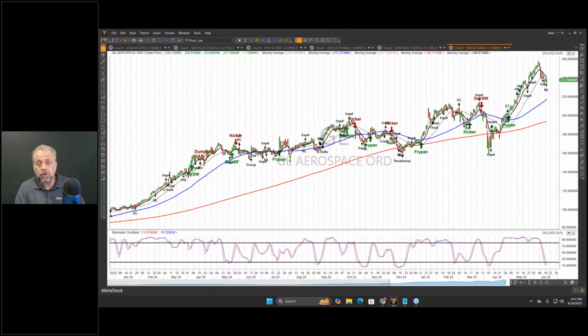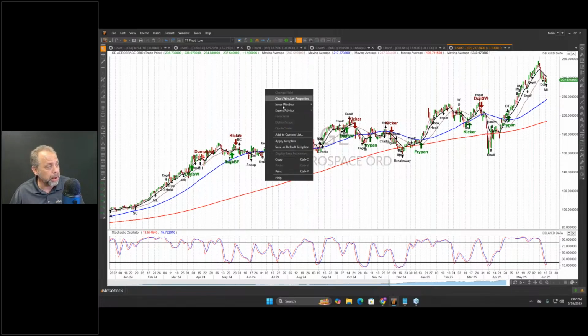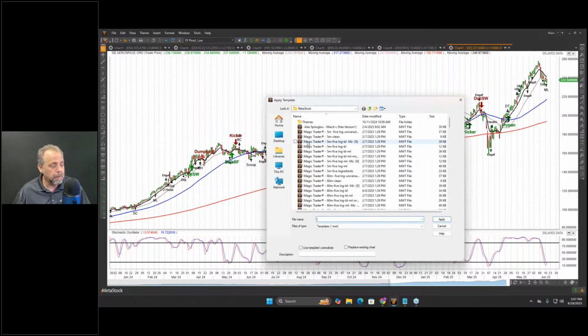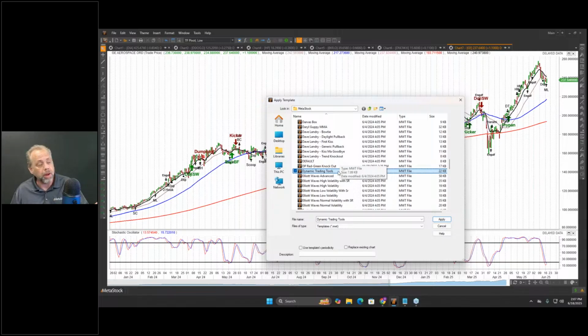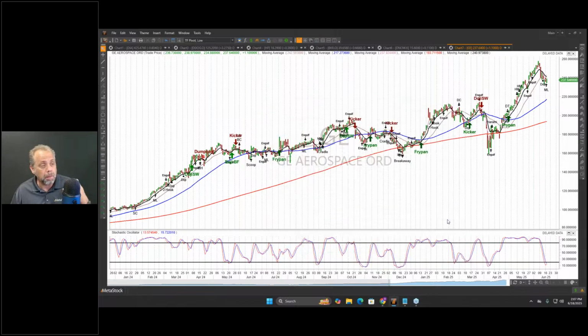So I've got GE open. I've already got the chart open. The template I'm going to apply to the chart will apply all of these indicators so we can see what they look like. The name of the template is, I think, Dynamic Trading Tools. I'm going to come over to a blank area of the chart and right click. I'm going to apply the template, and it's going to list all of mine, but I'm going to go down to Dynamic Trading Tools. I'll go ahead and apply this as a template.